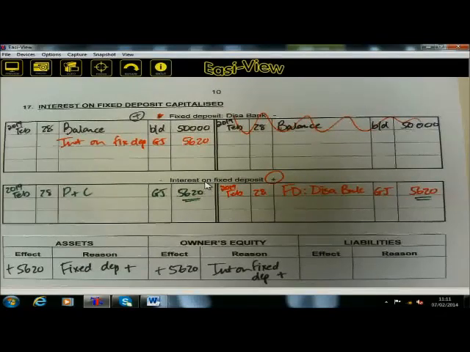Grade 12s, I also want to do the adjustment for income tax and for dividends, but I think I'm going to do that next week when we are going to do the final accounts.